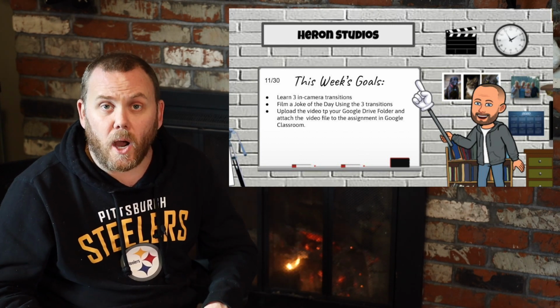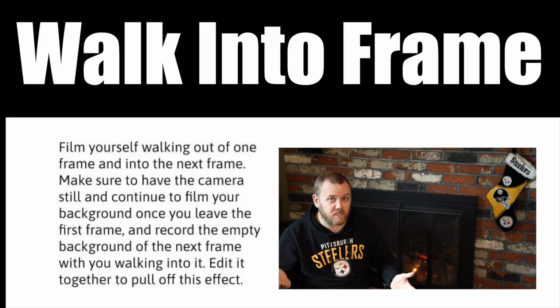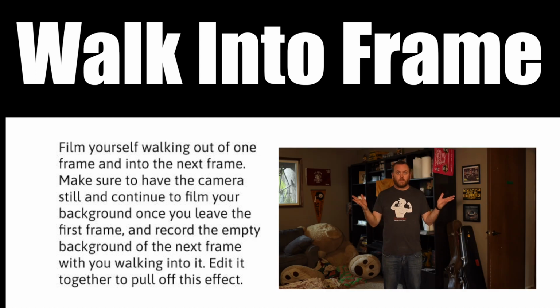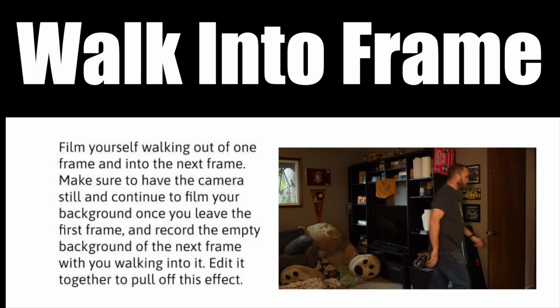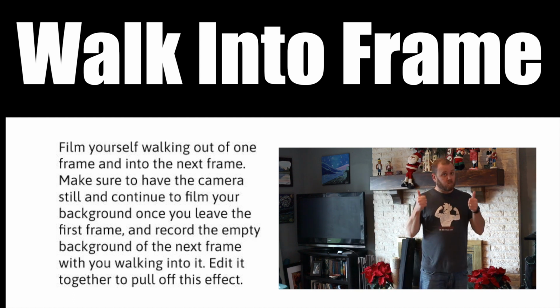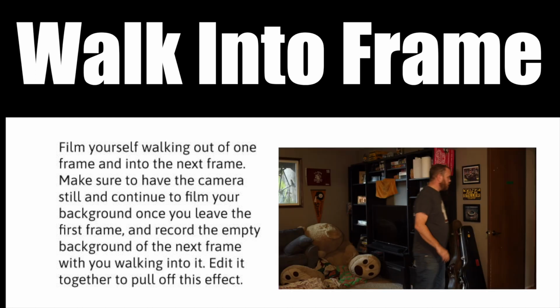Okay, so let's jump into explaining each one of those transitions. So the first transition we're going to look at is the walk into frame. Just as it sounds, all you need to do is set up a camera, filming yourself, and then walk off frame. Now, pay close attention to which direction you walked, because then what you're going to do for your next shot is set up the shot, and then walk into that frame from that same direction. When you go to edit it, you just end your shot as you're leaving one frame.